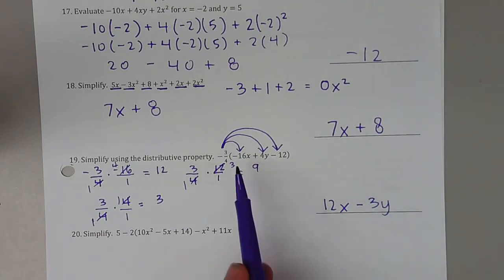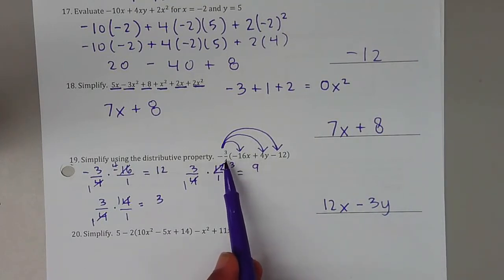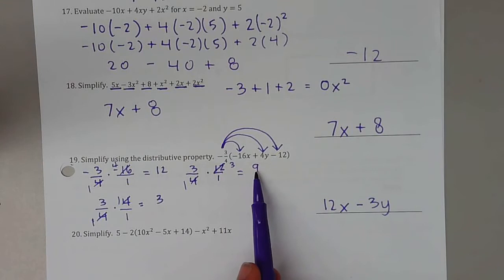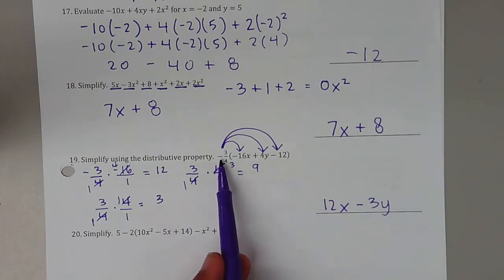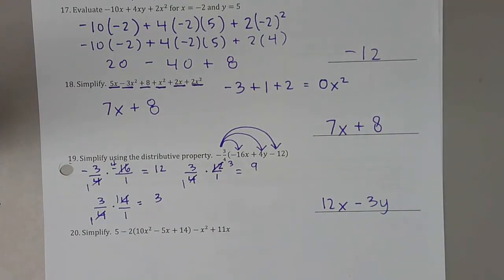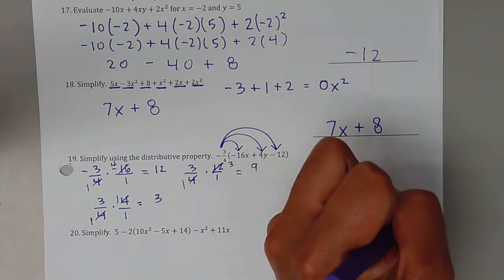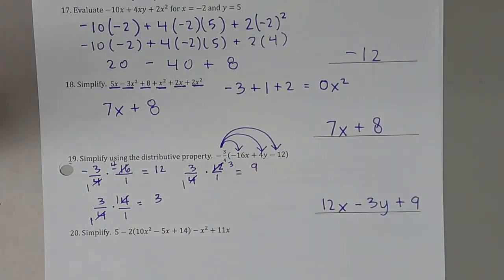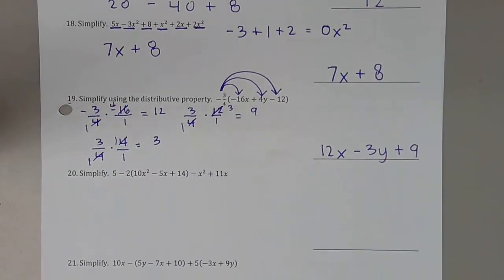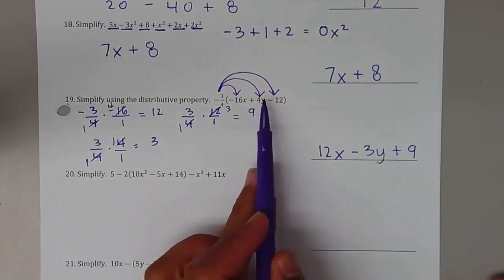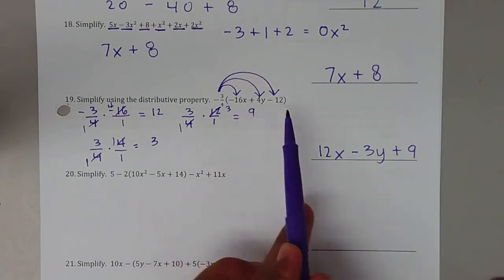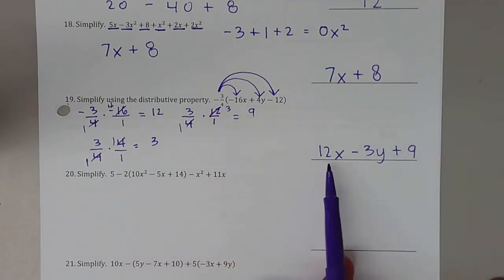Let's go back to the original question. So we know that 3 over 4 multiplied by 12 gives us 9. But negative 3 over 4 multiplied by negative 12, well, that still gives us a positive 9. So our last term is going to be plus 9. There you go. Final answer. So notice how we just took it one step at a time, and we didn't forget our variables in our final answer, keeping our signs consistent.